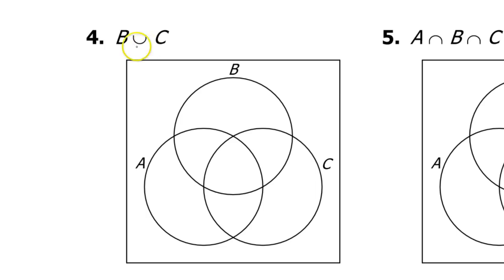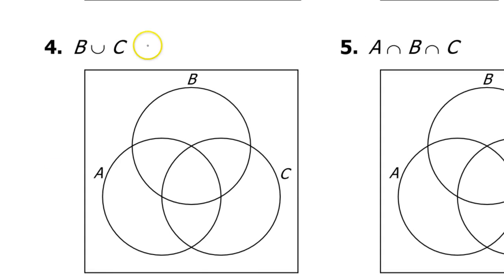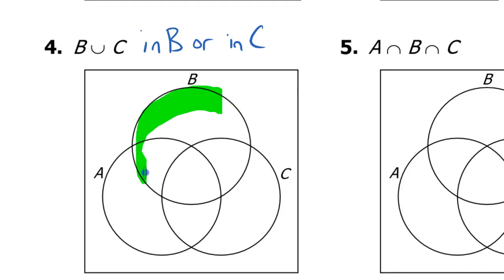So this is the union of B or C. So we want to shade in everything that is in B or in C. So we're not looking for the overlapping part, we want it all. So we're going to wind up shading in everything that is in B, which is going to be like this.